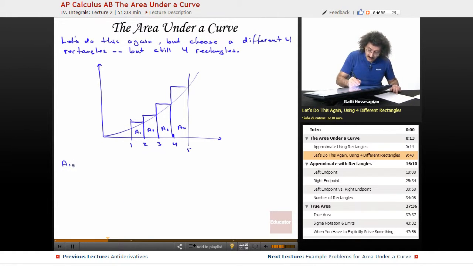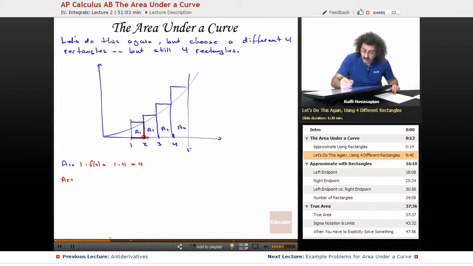Now, my area 1 is equal to, well, the base of the rectangle is still just 1. We'll go ahead and do this in red. It's still 1. So it's 1 times, but this time I'm going to take, notice the height of the rectangle is this height right here. That's f of 2. So it's going to be 1 times 4 equals 4.